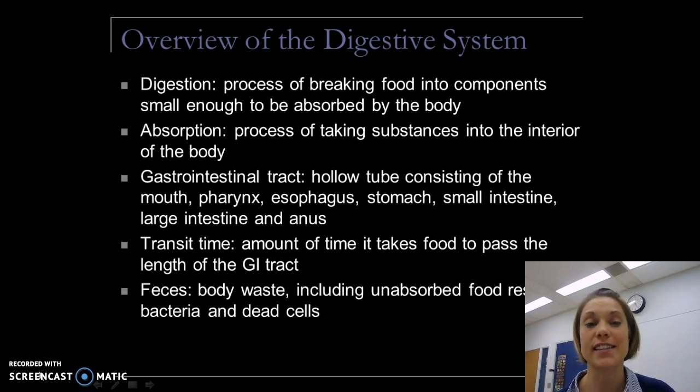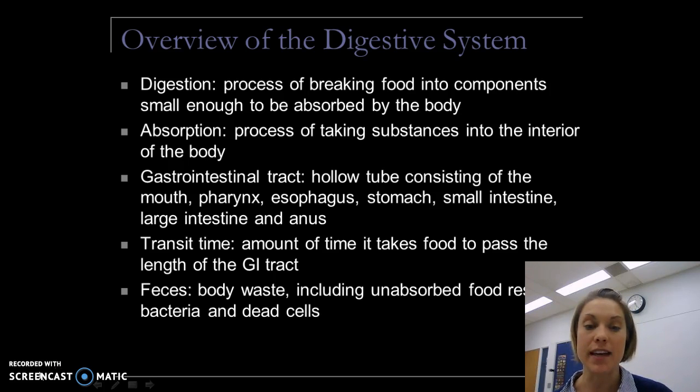The GI tract is a hollow tube consisting of the mouth, the pharynx, the esophagus, the stomach, the small intestine, the large intestine, and the anus. Transit time is the amount of time it takes food to pass through the length of the GI tract. Transit time can slow down if we have a lot of fiber in our diet, which keeps us fuller for longer. And transit time is pretty quick if we're eating something that's super fast absorbing, like pure sugar.